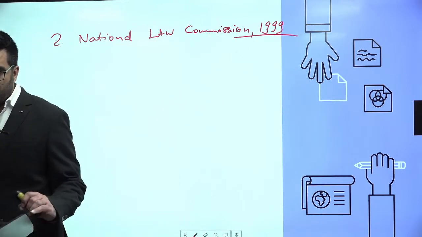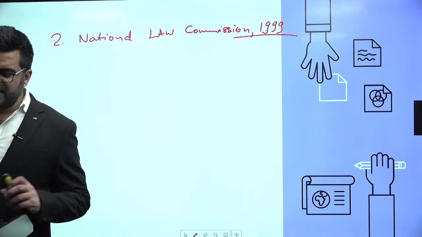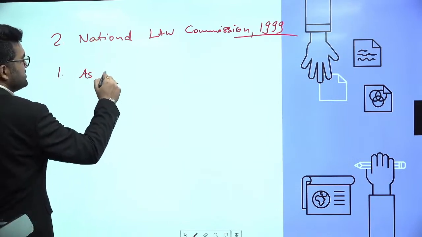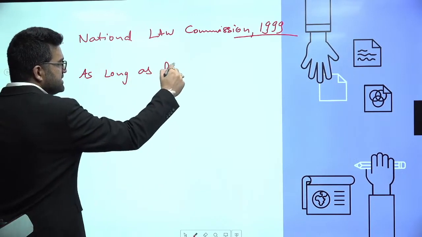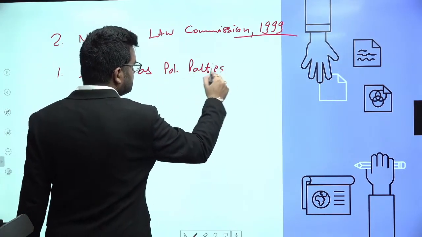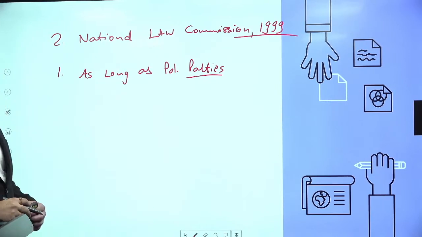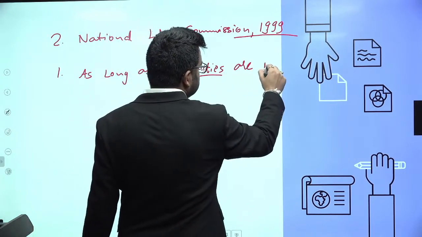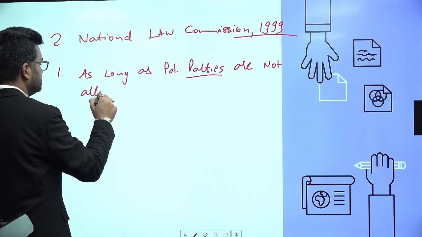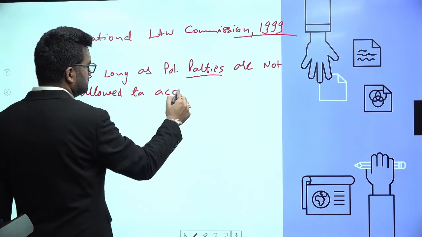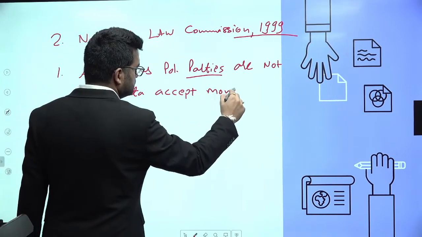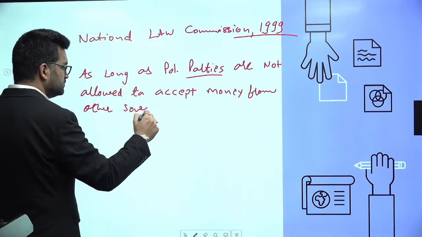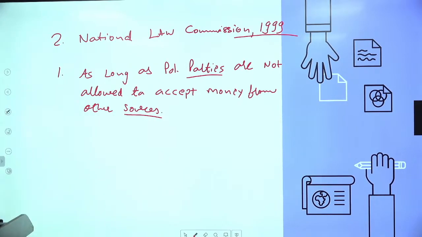1999 Law Commission. Number 1, state funding of elections is desirable as long as political parties are not allowed to accept money from other sources.